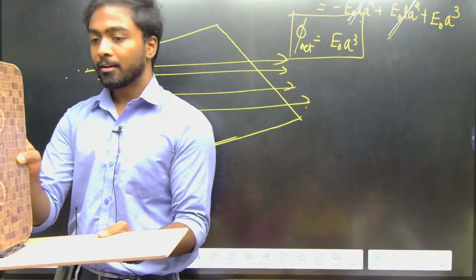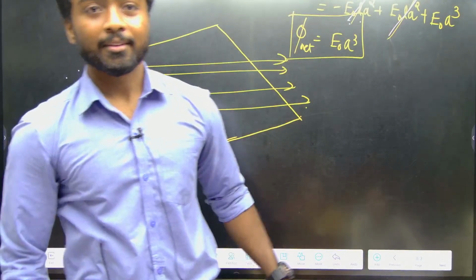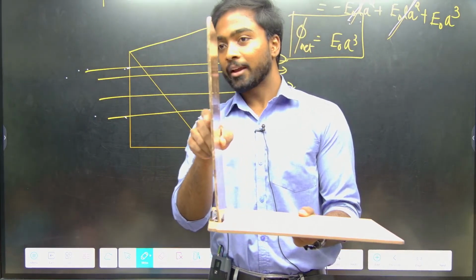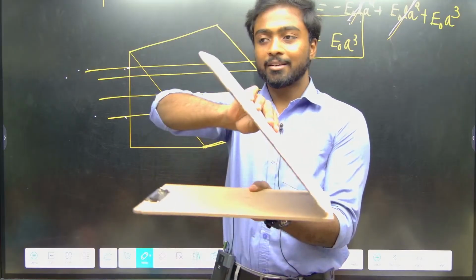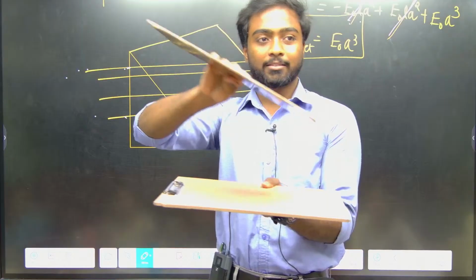Can you give this exam pad, please? See, I have taken the base and this is the right angle. Now it is slanting like this. This is the thing. Electric flux lines are passing inside. Now this side is slanting and is connected to the other side.